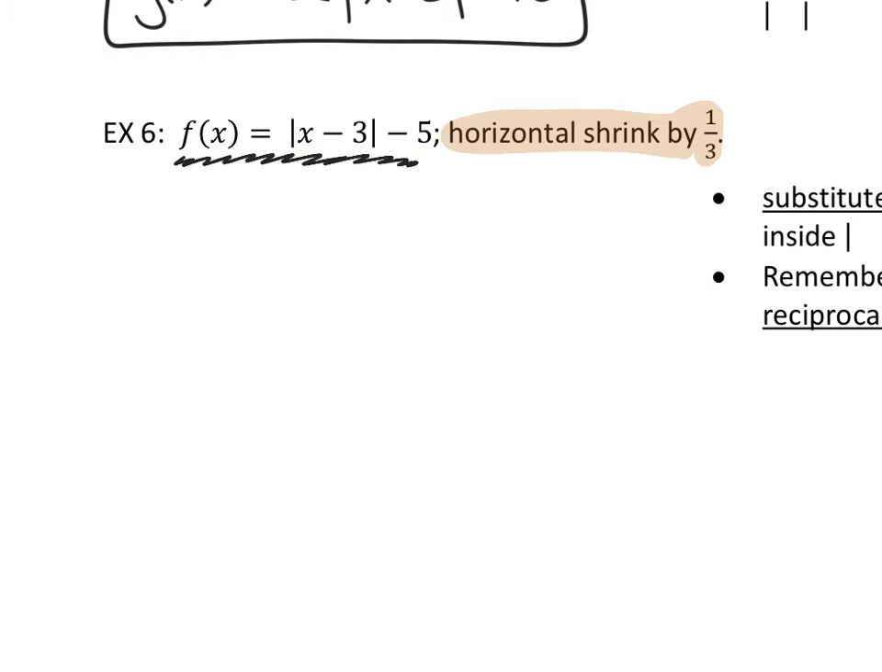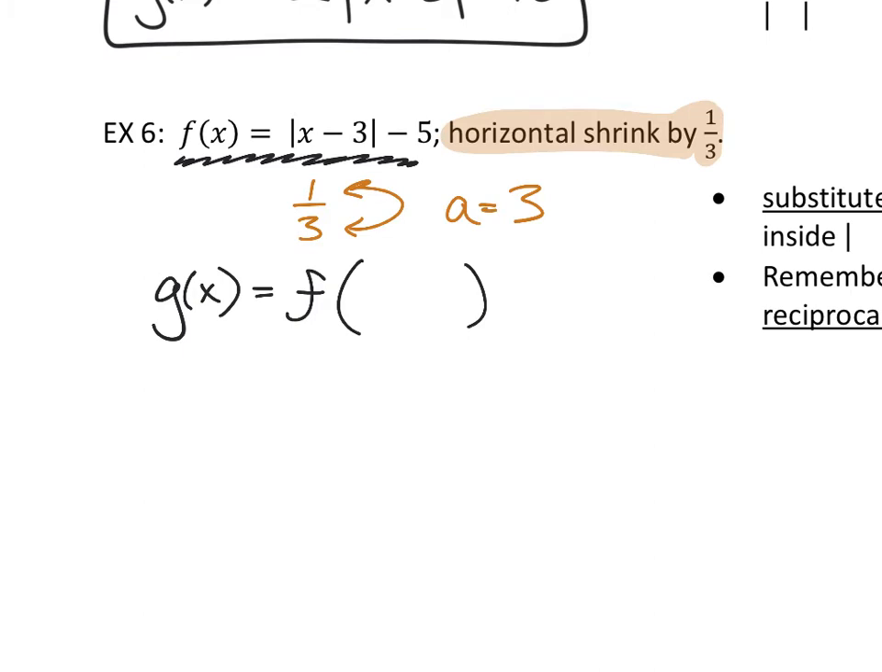So remember, horizontal stretches and shrinks, I take the number they tell me and I flip it over. So this time, instead of 1/3, I'm going to use its reciprocal, and the number I'm plugging in is 3. Now we take g of x and to horizontally shrink this, I'm going to take the inside and put 3x, because horizontal is inside. Vertical is outside, horizontal is inside.